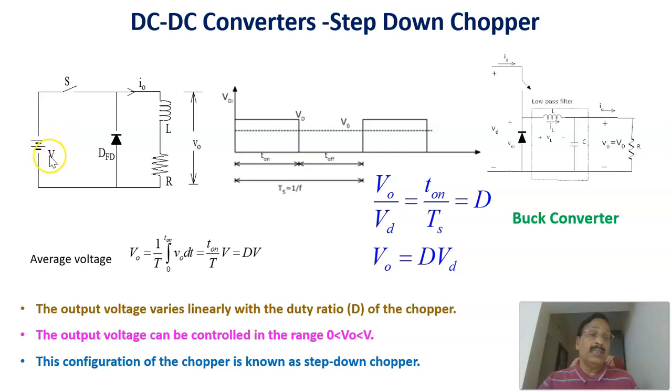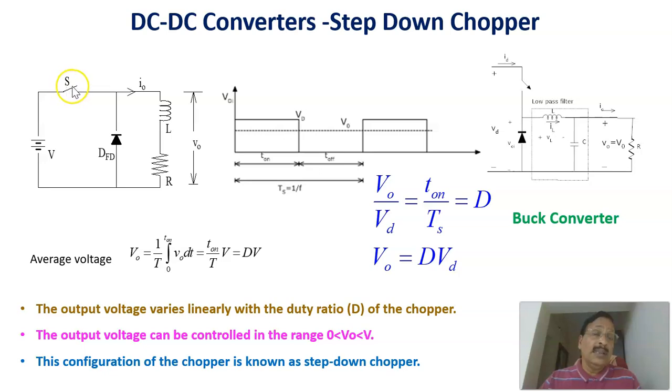This is the voltage at the input side. There is a switch, there is an RL load, and there is a freewheeling diode. This is the diagram of a chopper. The same concept as a converter, we call it a buck converter. In the step down chopper, the voltage is reducing, and the output voltage is given by the duty ratio times V.